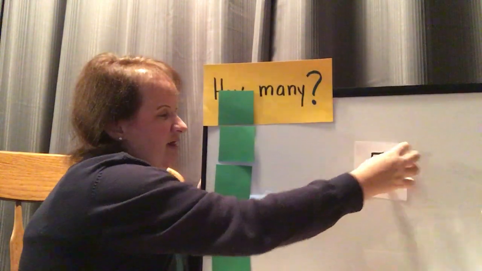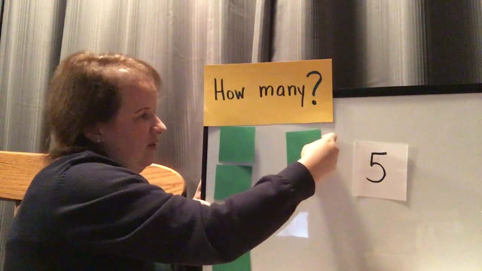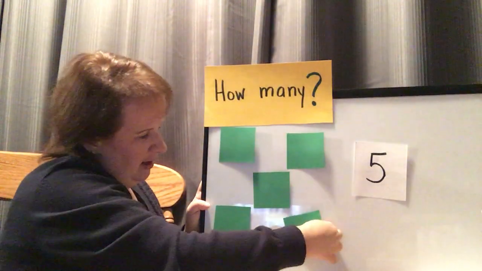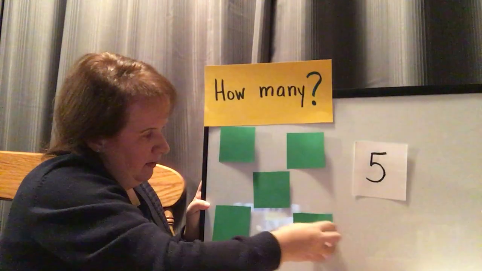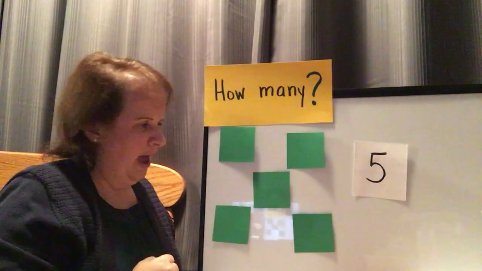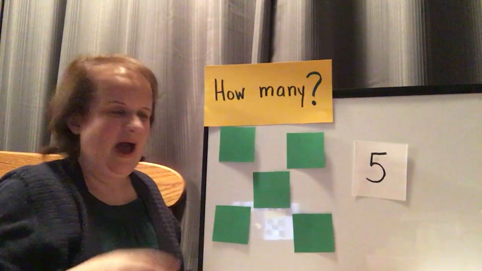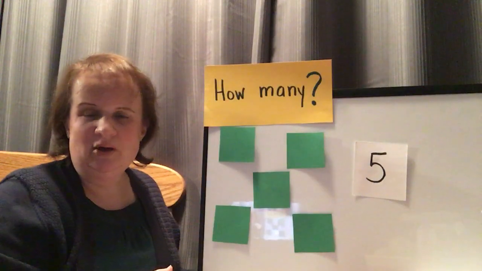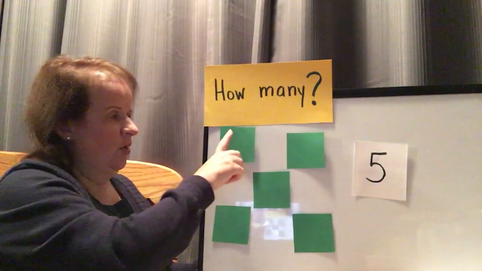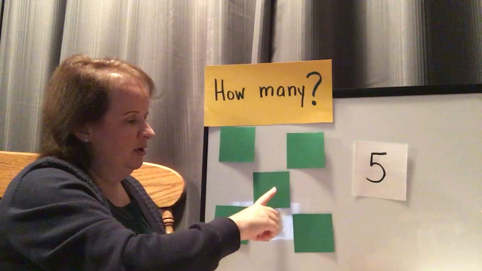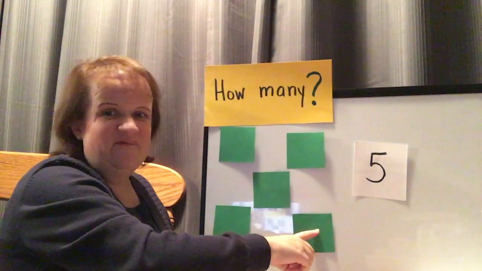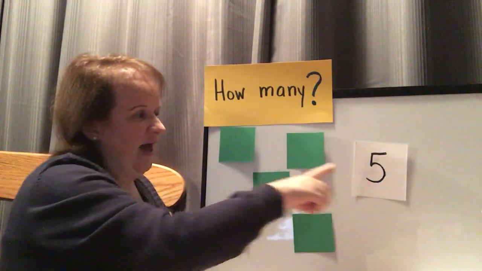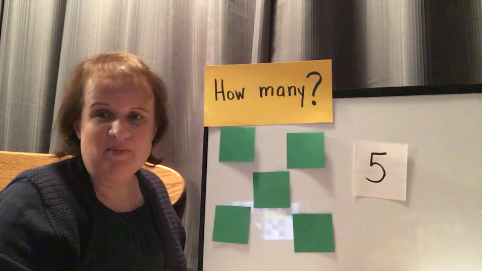Let's see if I still have 5 if I move them another way. Put that one in the middle and these this way. I didn't take any away. I didn't add any on. I think there might still be 5. Will you count with me to check? 1, 2, 3, 4, 5. There are still 5. There are 5 color tiles on my board.